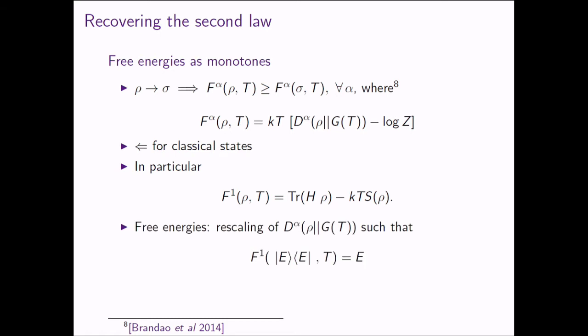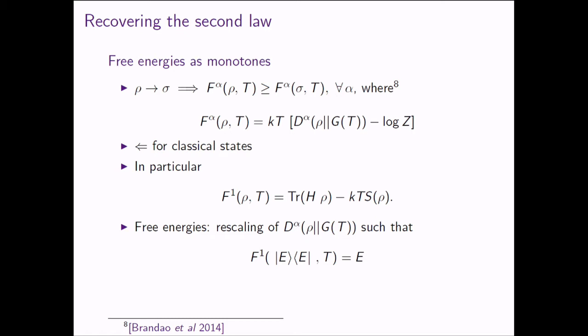Plus, now that we have a quantum state and we have lots of states out of equilibrium, we get a whole family of them. As you can change this parameter alpha here, you get a whole family of monotones that for classical states also form sufficient conditions, necessary conditions, yes.